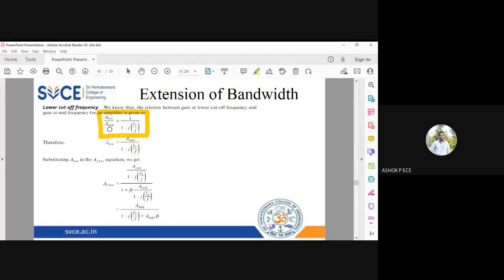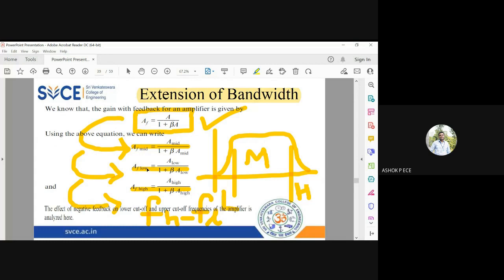A low by A mid equal to 1 by 1 minus J FL by F. So cross multiply: A low equal to A mid by 1 minus J into FL by F. This is the low frequency gain of the amplifier without feedback. If I want to find the gain of the amplifier with feedback, then I have to use this equation: AF low equal to A low by 1 plus beta A low. I have to use the second equation that involves A low and AF low.